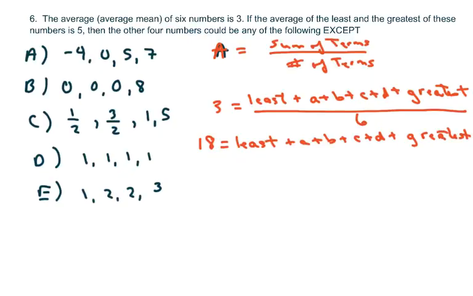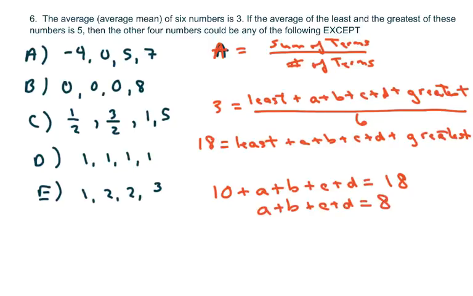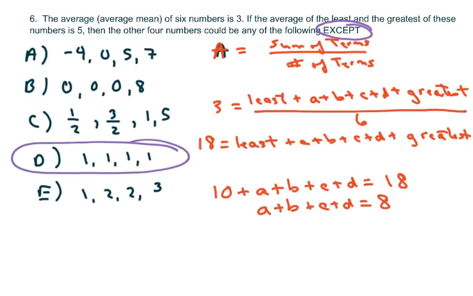Alright, and the average of the least and the greatest is 5. Then the least plus the greatest equals 10. So 10 plus A plus B plus C plus D equals 18. So if you subtract, you get A plus B plus C plus D equals 8. It says except, so the only numbers that don't add up to 8 is D. Okay?